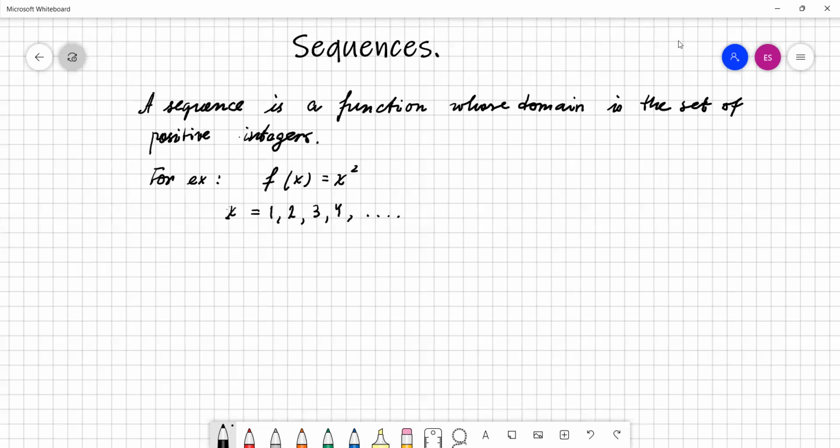So, for example, here for x equals 1, the value is going to be 1 squared, right? And then next value is 2 squared, and next value is 3 squared, and so on. There are infinitely many values here because the set of natural numbers is infinite, and that's called a sequence. So these values are called terms, sometimes elements.